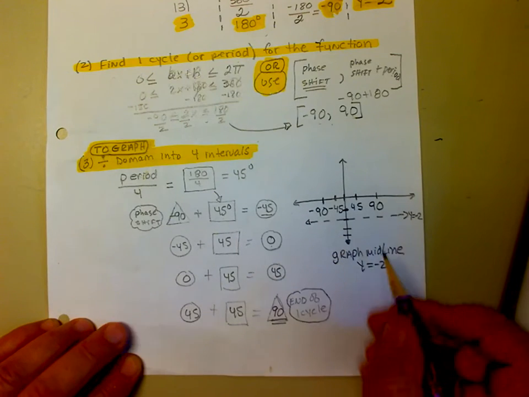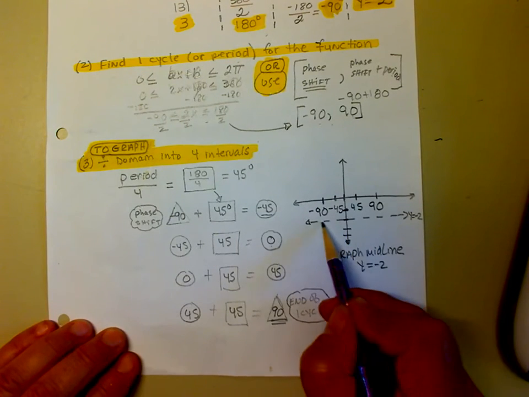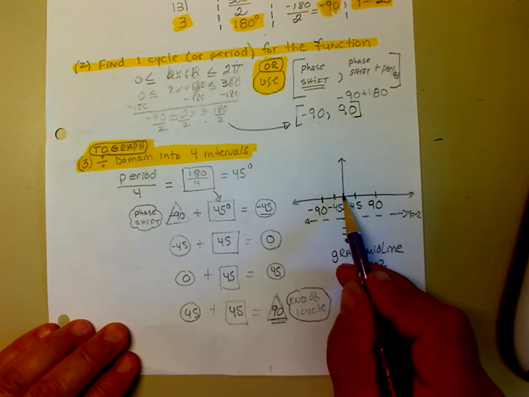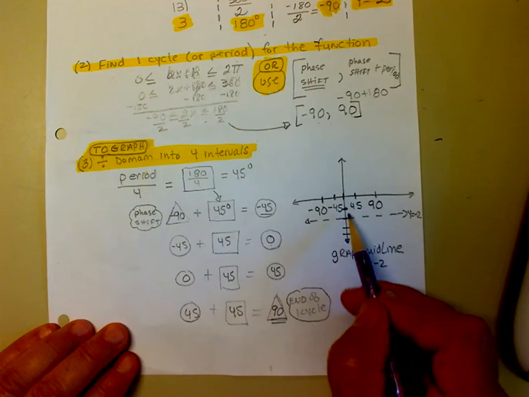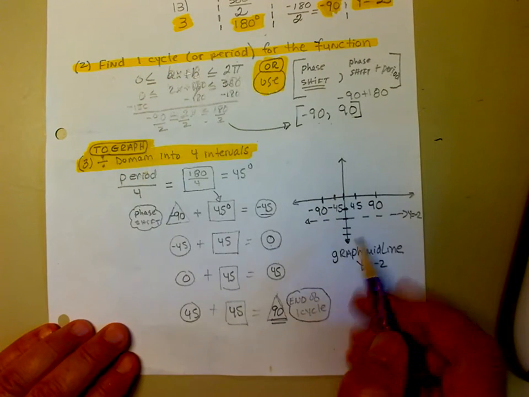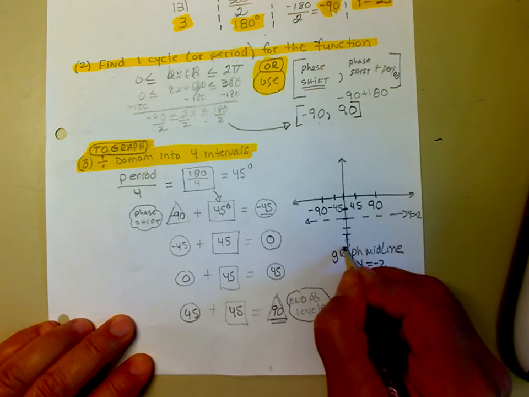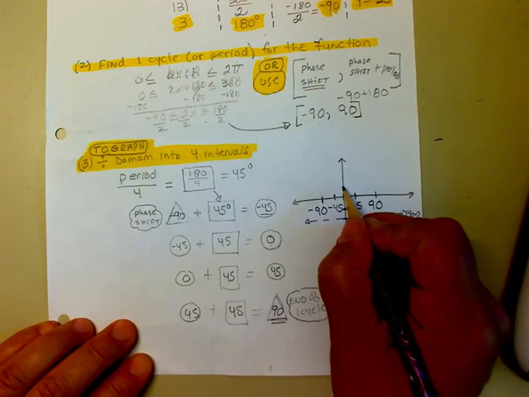What we do know about the function is that it has an amplitude. So from this midline, the amplitude is 3. So it will have a maximum value of 3 above and a minimum value of 3 below the midline. So I need to extend this down one more. And up.